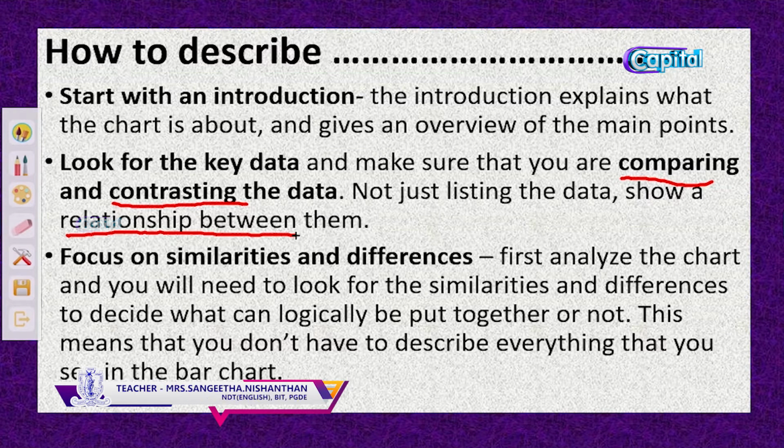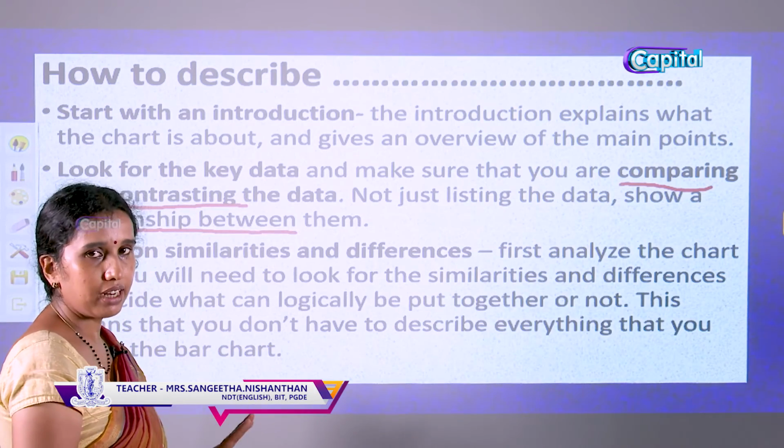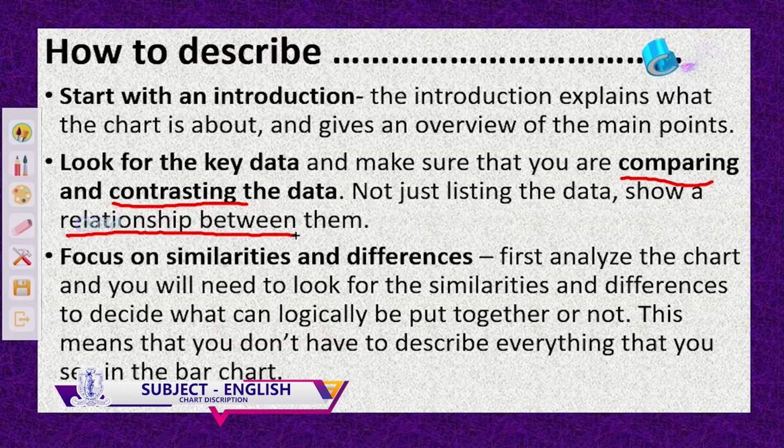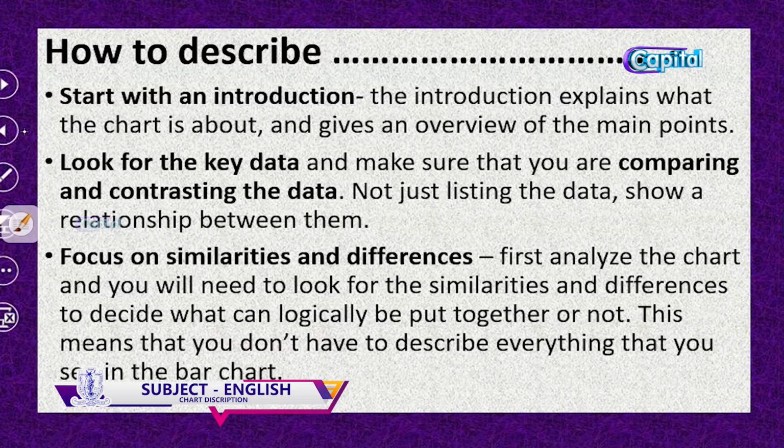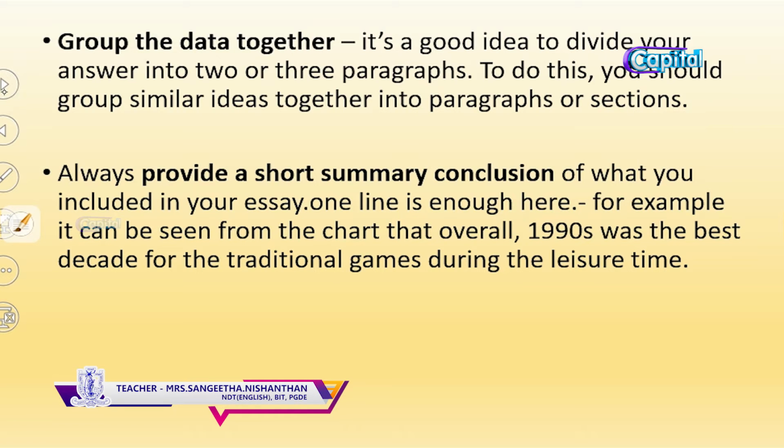To do this, you should analyze the chart carefully, and look for the similarities and differences to decide what can logically be put together or not. If you analyze the chart, you can categorize or divide the paragraphs according to the key data given. This means that you don't have to describe everything that you see in the bar chart. They need only the key data. You have to transfer the graphical information into written information. They expect you to interpret the information only. They are not asking you to explain it.